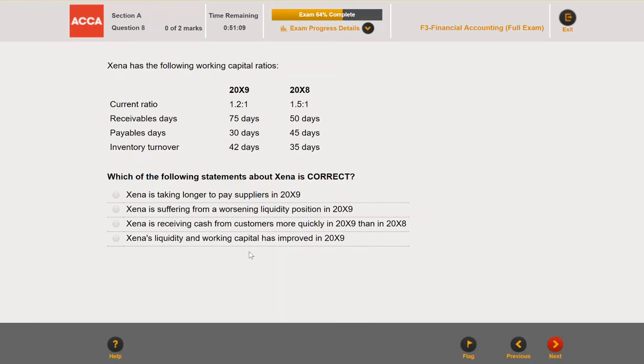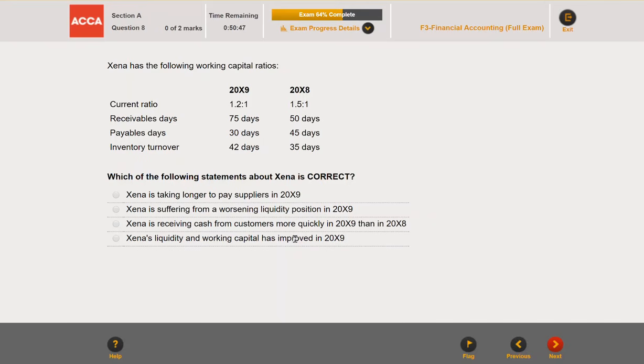Zena is suffering from worsening liquidity position in 2019. Let's see. Let's look at C. Zena is receiving cash from customers more quickly in 2019 than in 18. If you look at the receivable, the days have increased. It means the customers are taking longer, so C is wrong.